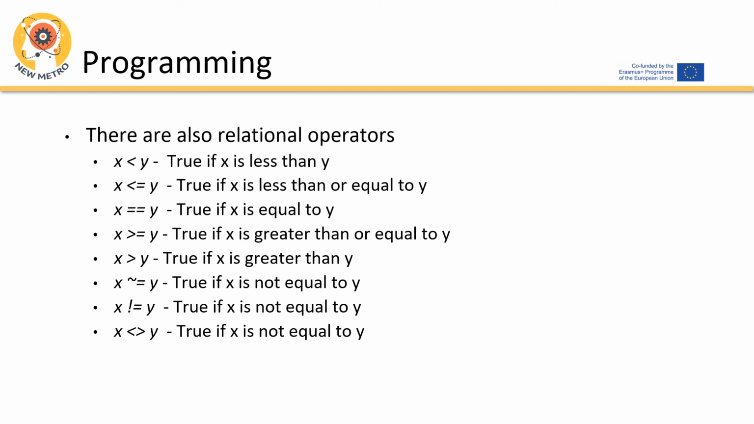Octave also has relational operators. Some examples are given below. We have x less than y, which is true if x is less than y, x less than or equal to y, which is true if x is less than or equal to y, x equals y, which is true if x is equal to y, x greater or equal to y, which is true if x is greater than or equal to y, x greater than y, which is true if x is greater than y, x not equal to y, which is true if x is not equal to y, and the remaining two operators do exactly the same thing.